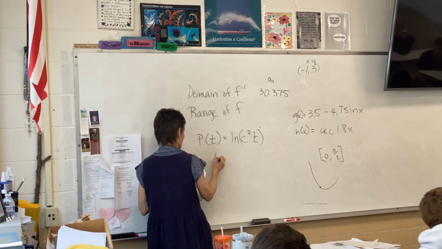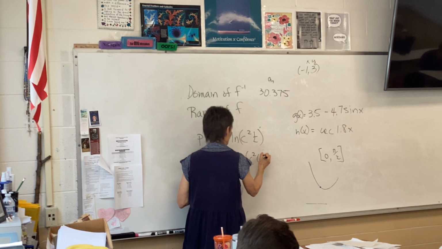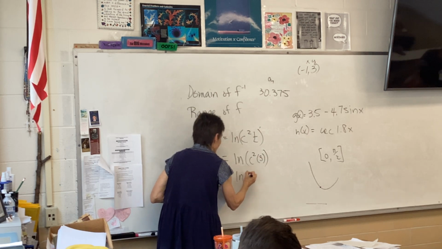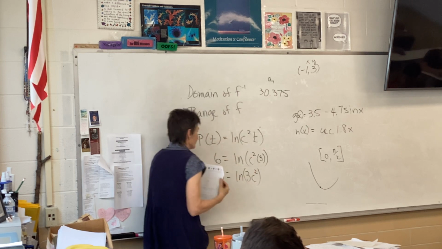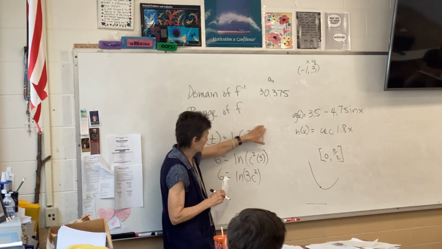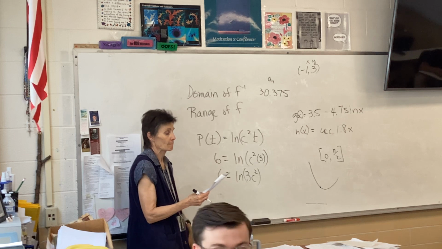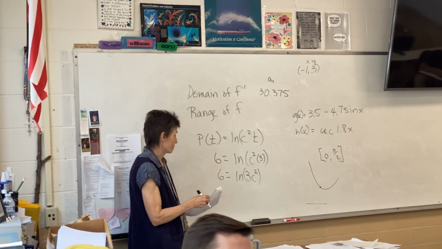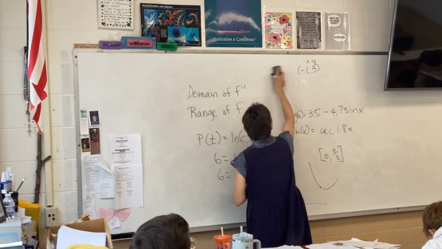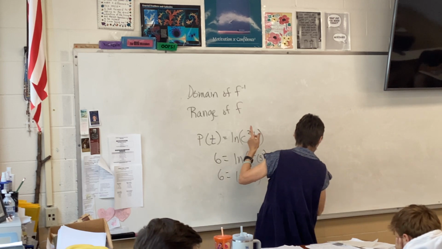P of 3 is 6. So 6 equals ln 3c squared. They tell me this equals 6 if I plug in 3 for t. And my job is to find P of 10. Okay, who's got an idea? Someone talk.